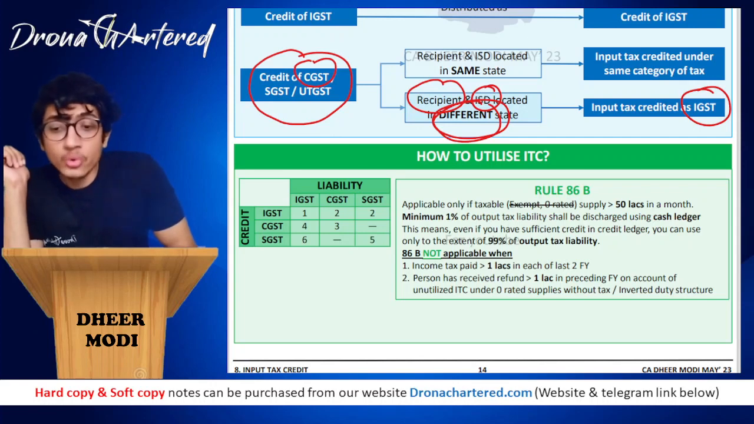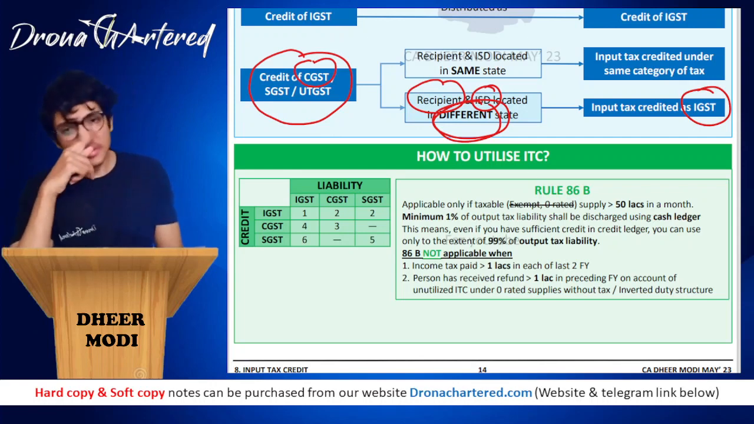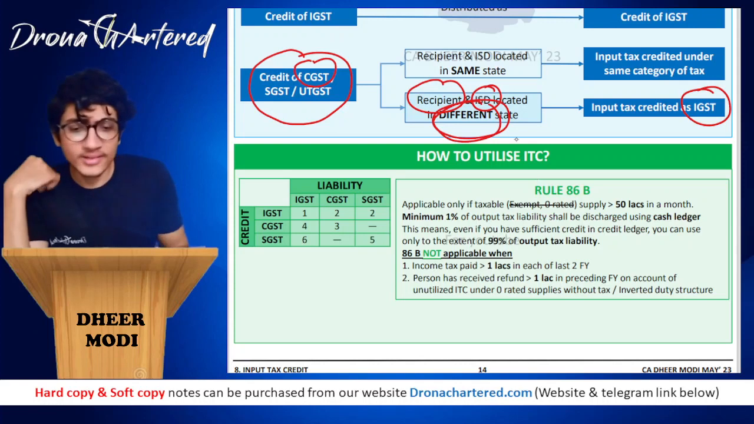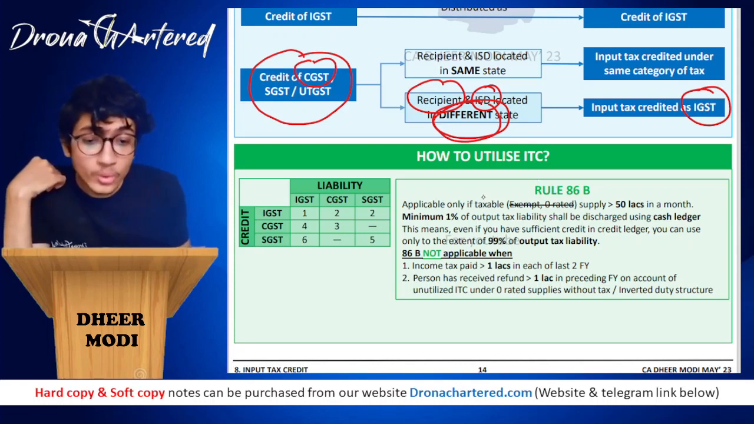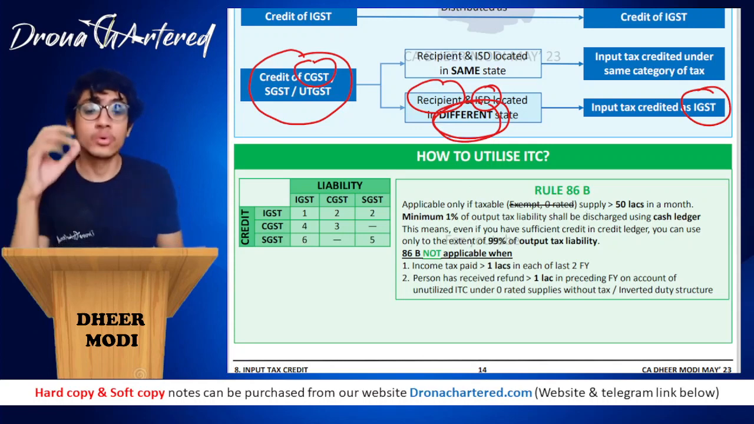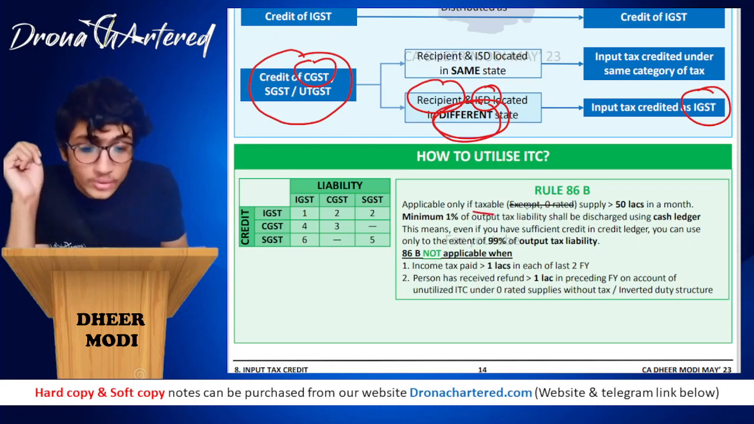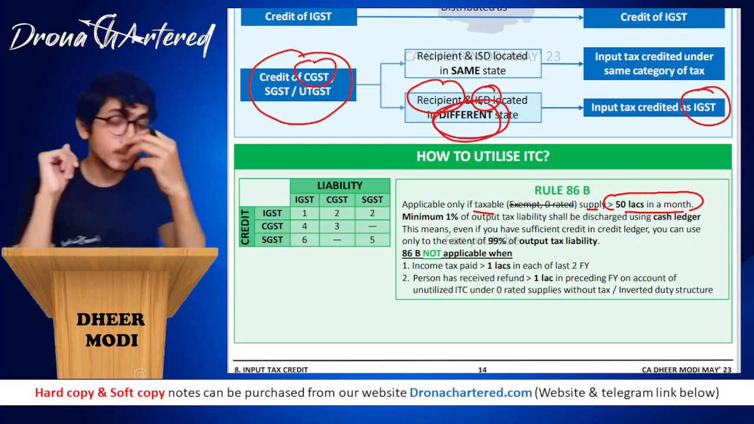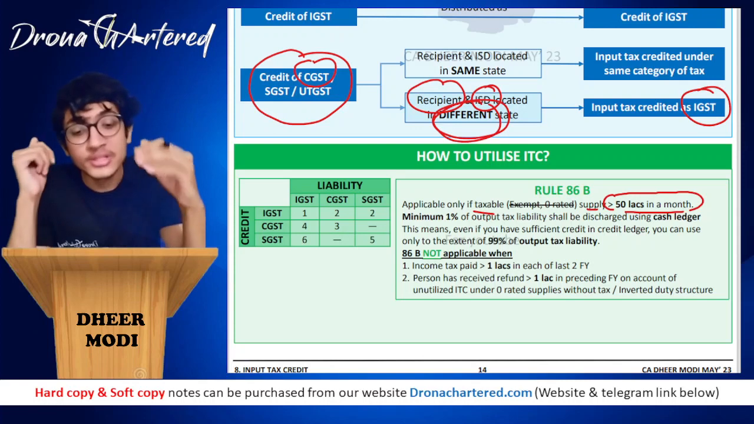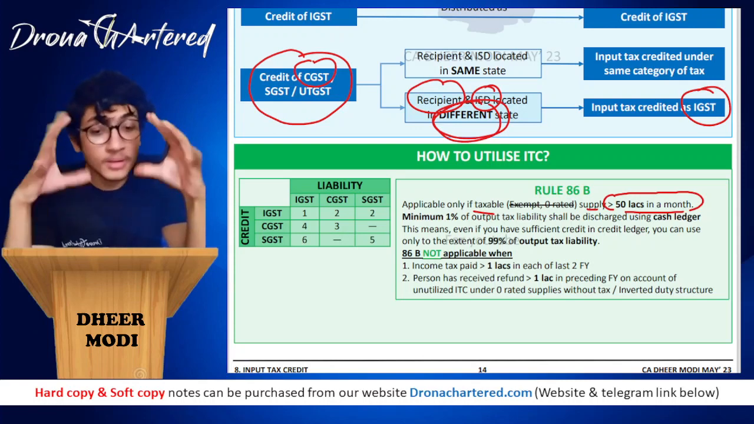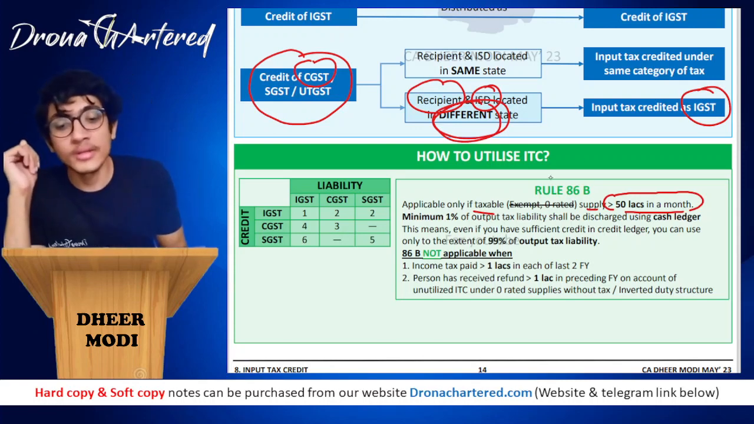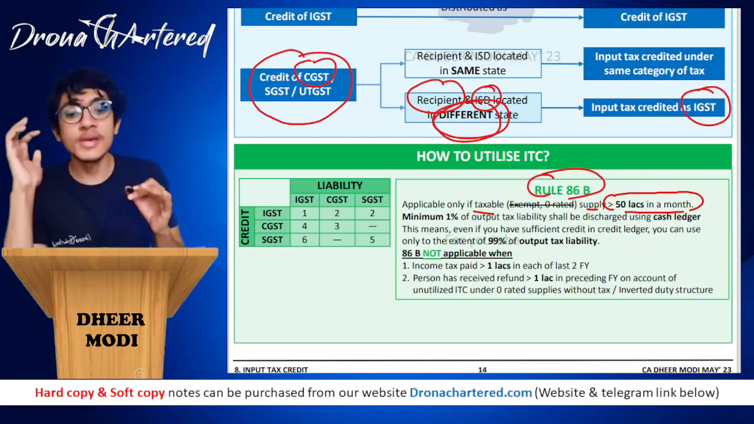And this is the new rule, that is rule 86B. This was added, I think, last attempt. So what does it say? It is applicable only if your taxable supply, which does not include exempt and zero rated, is more than 50 lakhs in a month. So while doing questions, if you see someone's turnover per month greater than 50 lakhs, you have to remember that rule 86B will be applicable to them.